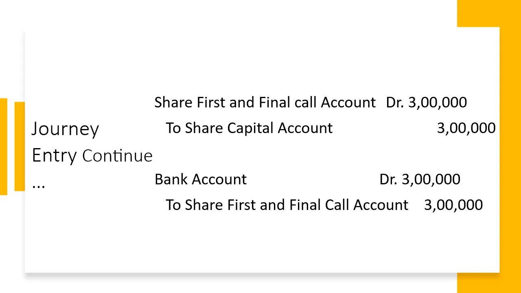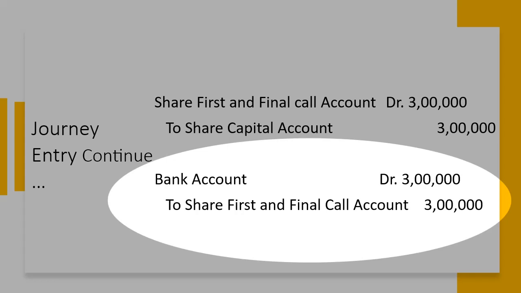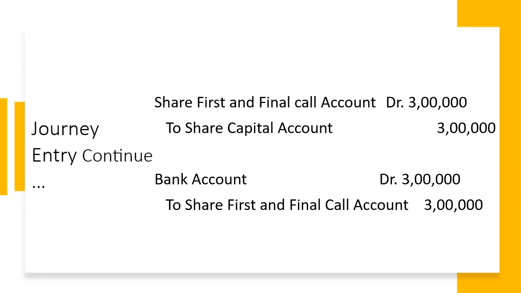The next journal entry will be bank account Dr 3 lakhs. To share first and final call account 3 lakhs. This entry represents the receipt of the first and final call money from the shareholders. The shareholders pay the first and final call money, which the company receives in its bank account. The bank account is debited with the amount received, and the share first and final call account is credited with the same amount. As a result, the share first and final call account will be balanced.